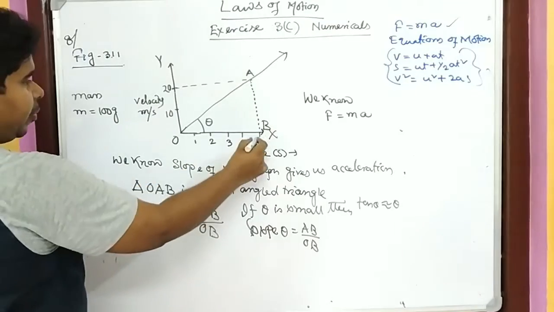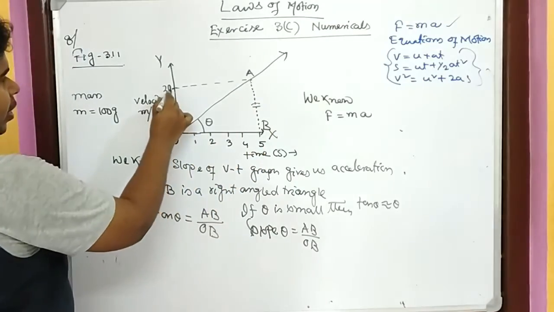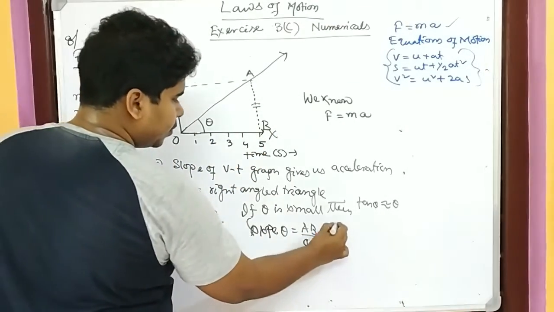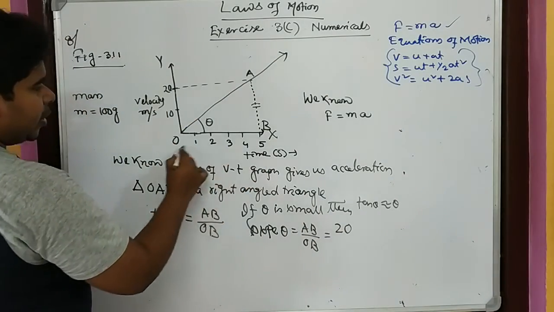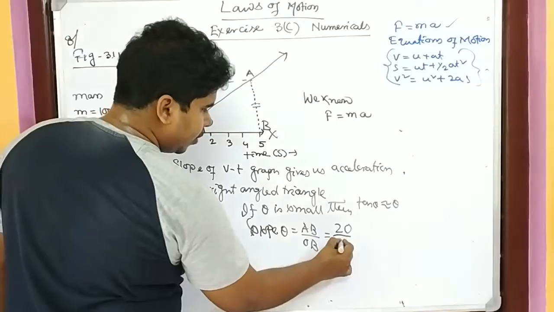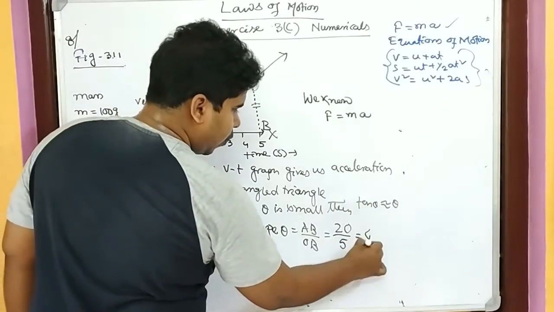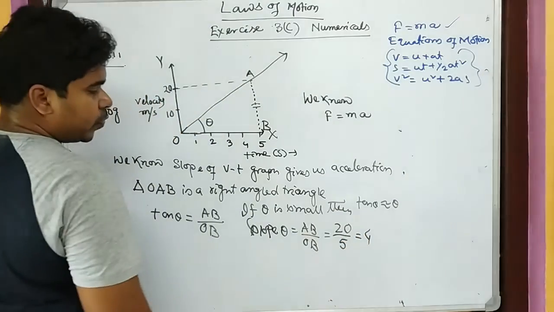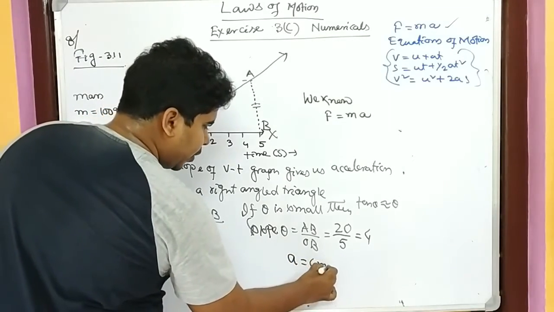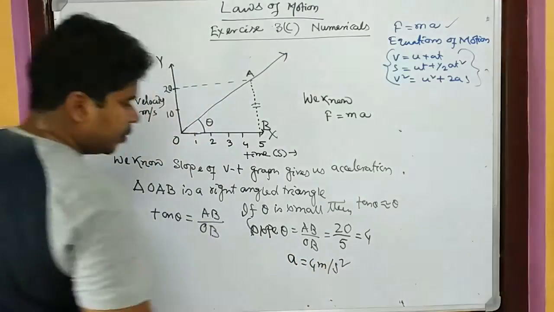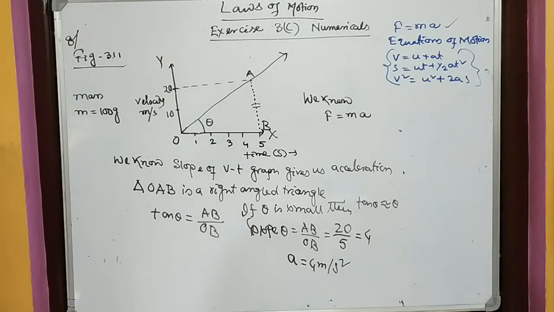What is the value of AB? This height. So it is clear, it is 20. What is the value of OB? So OB is 5. It is also given. So it is 4. Okay. So slope is 4. That means acceleration a is 4 meter per second square. Because we know slope equals acceleration.